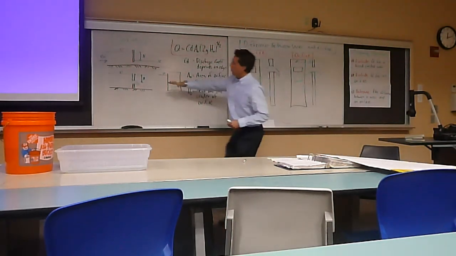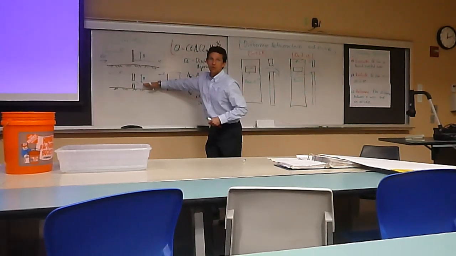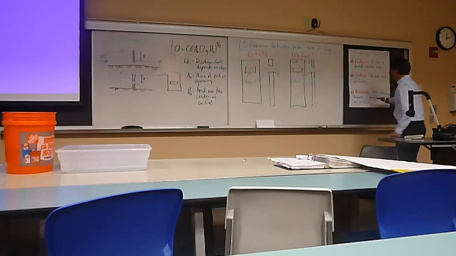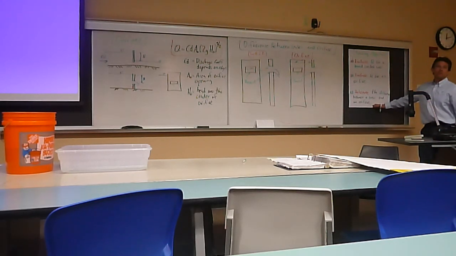Make sure that it's always to the center of the orifice. That's the biggest error that I see in those. And then determine the difference between weir and orifice. I think you've got a pretty good handle on that. Just make sure that you know when to switch those equations.